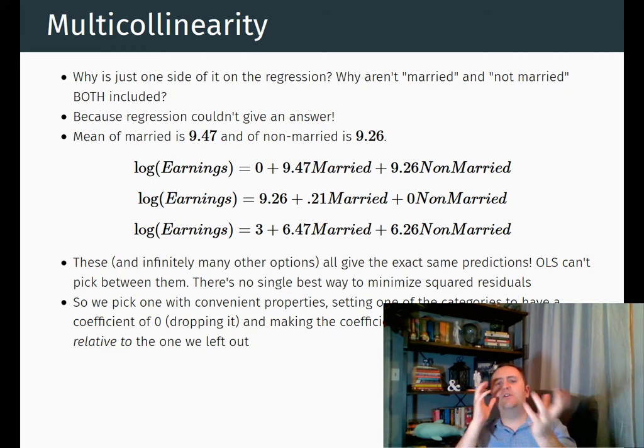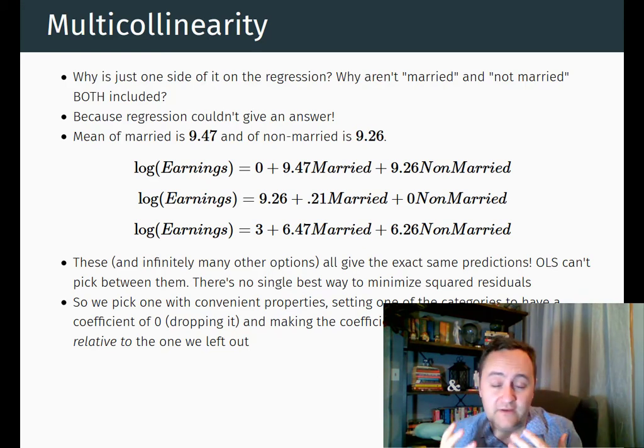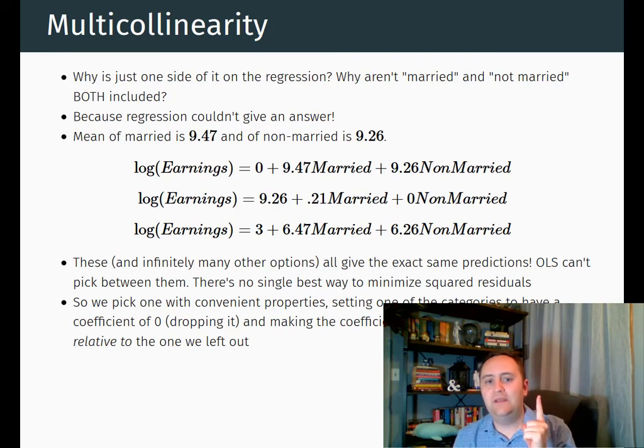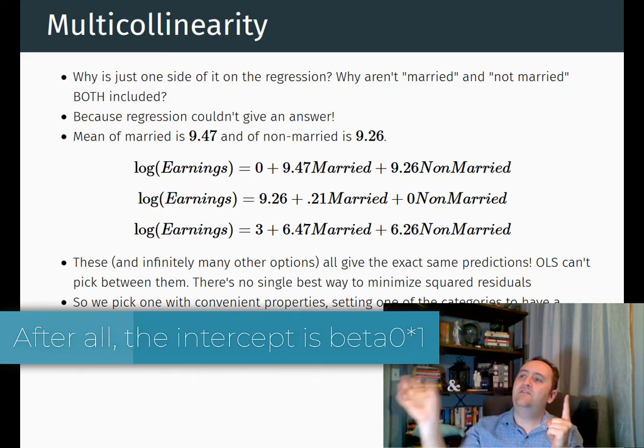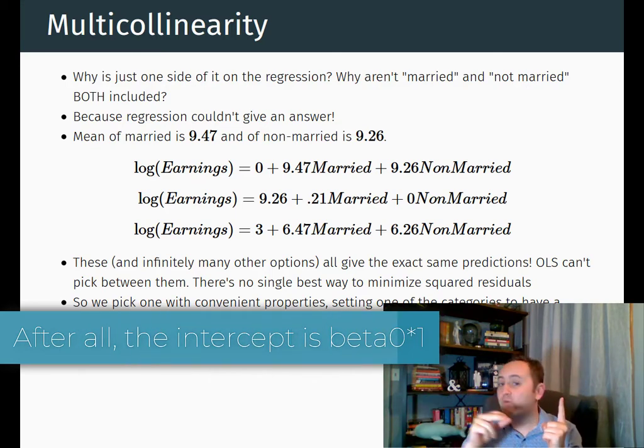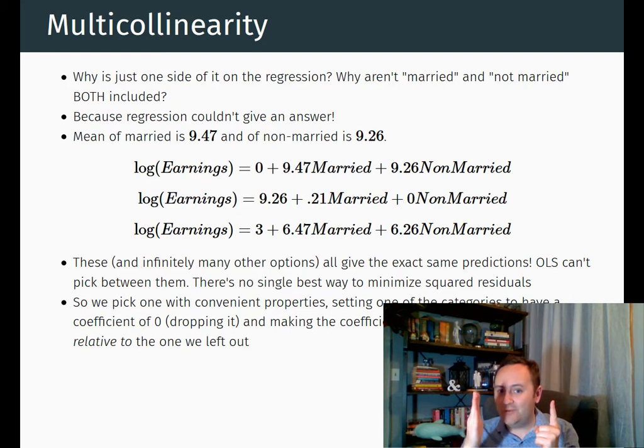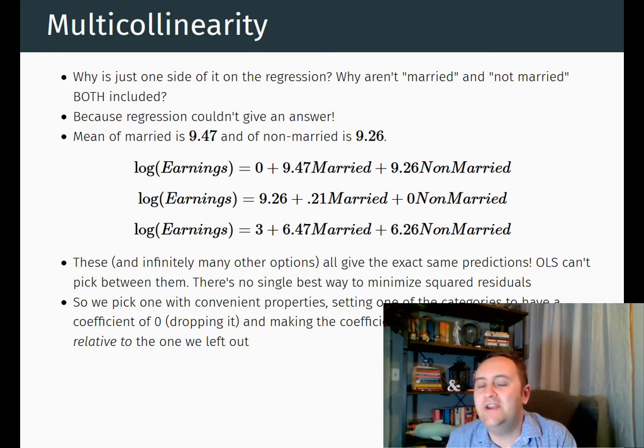The other problem is that if we did put in both, we would have a problem called perfect multicollinearity, which happens when any set of variables in our regression are a linear combination of another. And our constant that we have in there, the intercept, is basically the number one by itself. It's one for everybody. And if everybody's either married or not married, then if you add up the values of married and not married, everyone only has one or the other. So the sum of the two is always going to be one. So if we add those two together, we get one for everybody. The intercept is one for everybody. Those two things are the same. We're going to get some confusing things when we try to get an OLS solution.